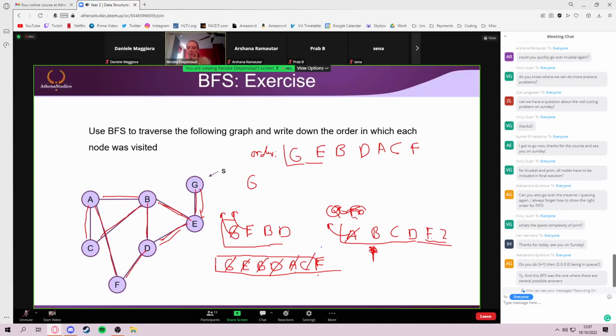And on the graph, there are several possible answers. If I start from G and I go to E, then from E I could go to B or D. You could pick either one. So there are several possible orders that you could follow.